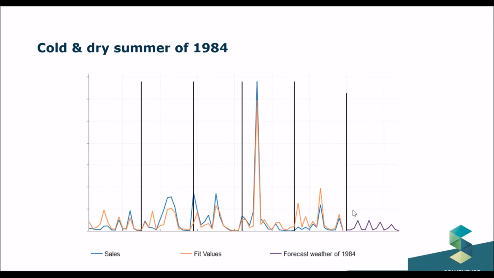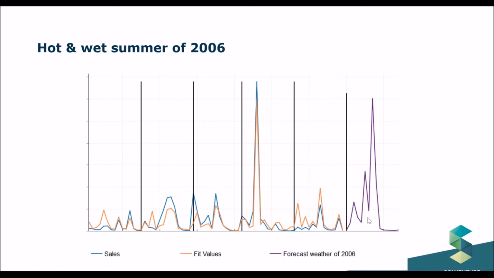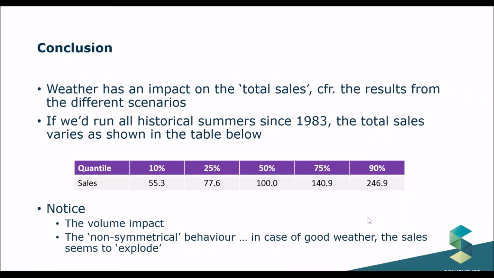Cold and dry is something like this. That's 1984. So you clearly see the differences again in the level. And well, we know that the weather has an impact on the total sales. And in this situation, we only took a look at precipitation and at temperature.